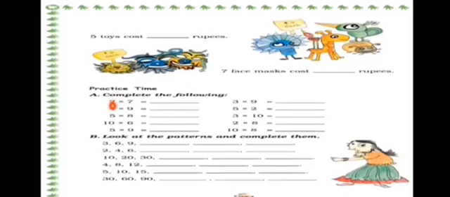Practice time. Complete the following. Now over here you should know your tables thoroughly. So this is dodging of tables. So we'll do this quickly. So 2 7s are 14. 4 9s are 36. 5 8s are 40. 10 6s are 60. 5 9s are 45. 3 9s are 27. 5 2s are 10. 3 10s are 30. 2 8s are 16. 10 8s are 80.